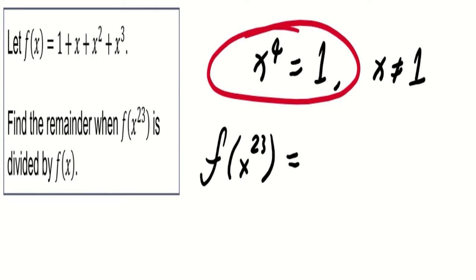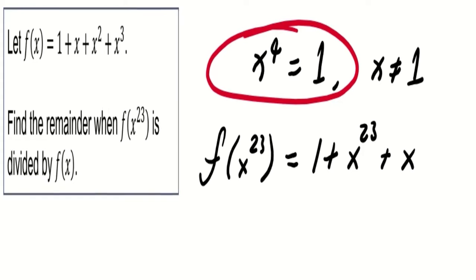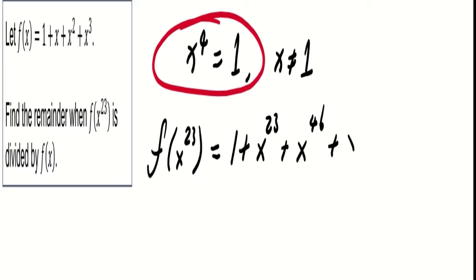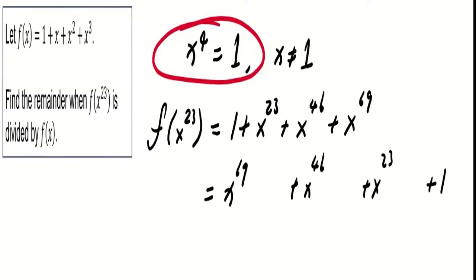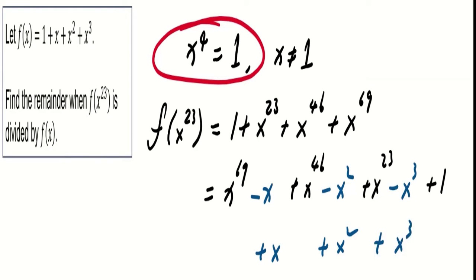According to the definition of f(x), this will be equal to 1 plus x^23 plus x^46 plus x^69. And we can write it as x to the power of 69, x to the power of 46, x to the power of 23, plus 1. Now we add a minus x. Definitely we need to add plus x, minus x squared plus x squared, minus x cubed plus x cubed.